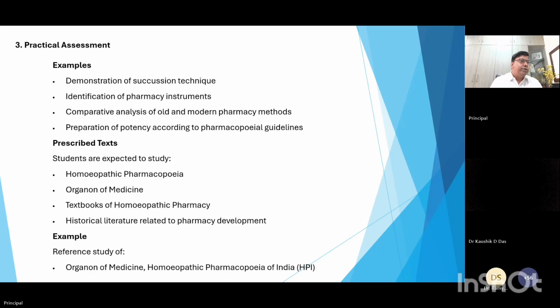Next, practical assessment. Similarly, examples are given. Demonstration of succussion technique: the student should be able to demonstrate how the succussion is to be done. Identification of pharmacy instrument. This is also a part of the practical assessment, which we do as spotting in practicals. Comparative analysis of old and modern pharmacy method. So under each topic, the learning methods are given, similarly the assessment methods. As faculty members, it is our responsibility to decide which assessment method is more appropriate for this topic, and which learning method is more appropriate for this topic.